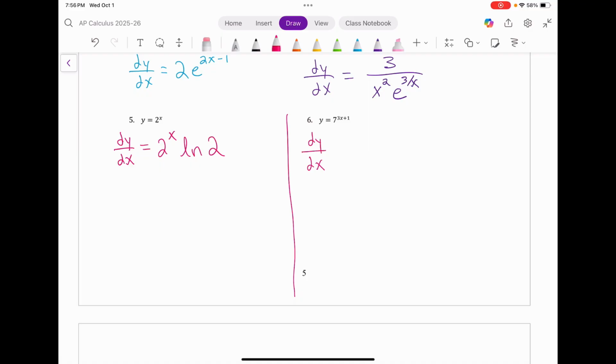Okay, so 6, also a base different than e. So we're just going to follow the same rule that we just used. So it'll be 7 to the 3x plus 1 times the natural log of the base, 7. And then chain rule, so times the derivative of the exponent, so times 3. And that's a good answer. You can't do anything with that.